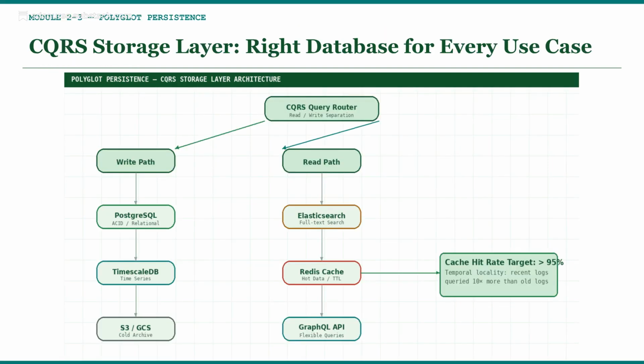Modules 2 and 3 cover polyglot persistence and the CQRS storage layer. You will learn to choose the right database for every use case, separating reads and writes with a CQRS query router, utilizing Postgres for the write path, and Redis, Elasticsearch, and TimescaleDB for the read path.